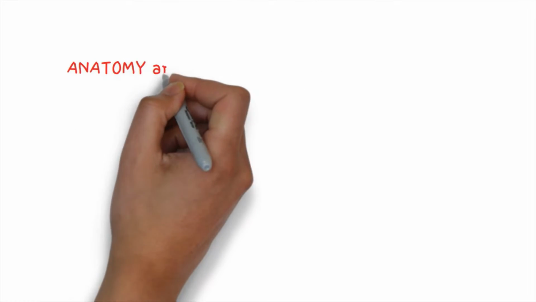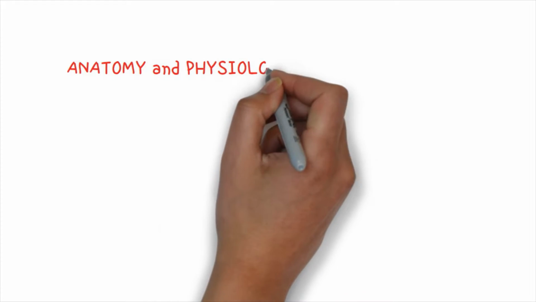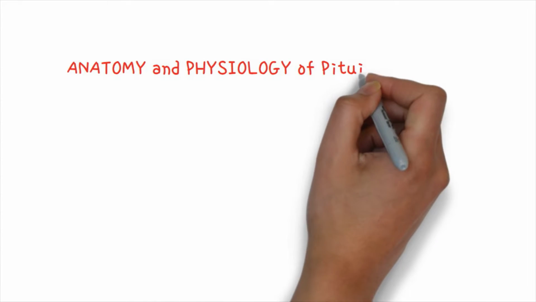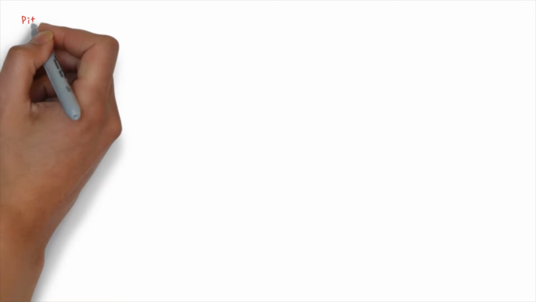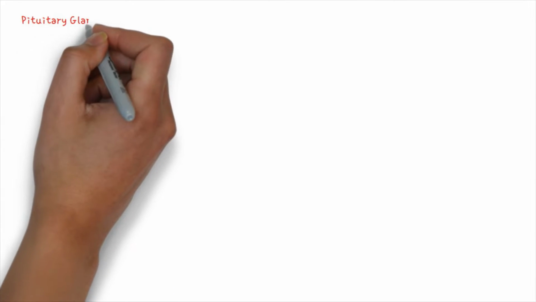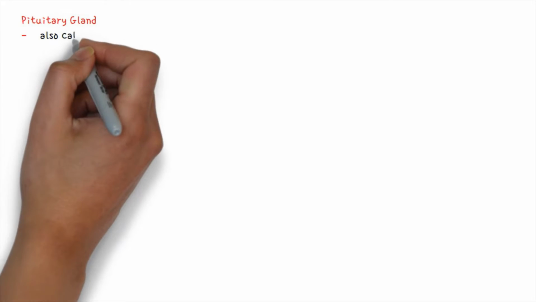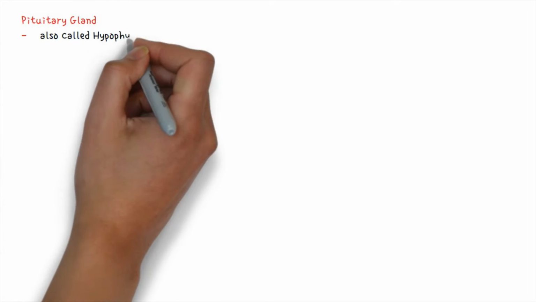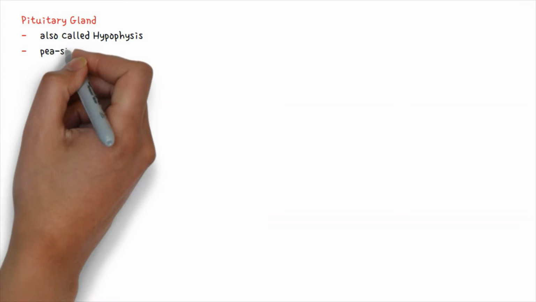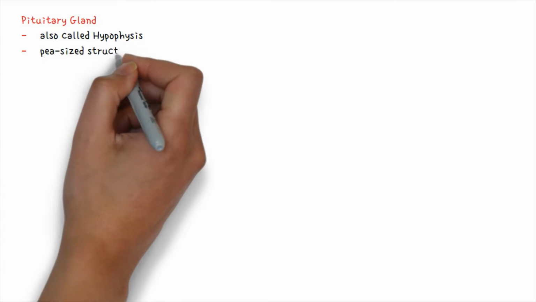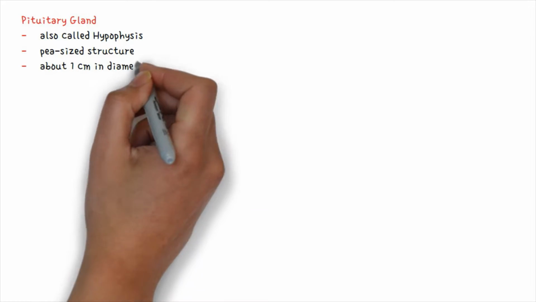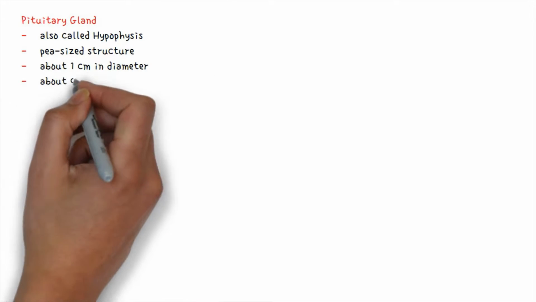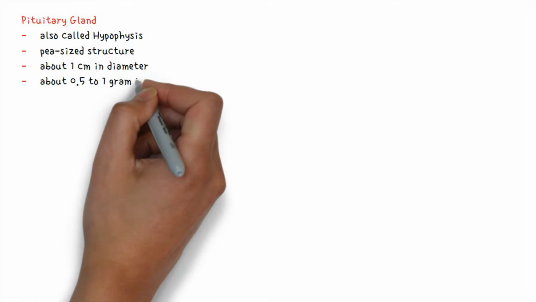Today in this video we are going to talk about the anatomy and physiology of pituitary gland. So pituitary gland, also called hypophysis, is a pea-sized structure usually 1 centimeter in diameter and about 0.5 to 1 gram in weight.